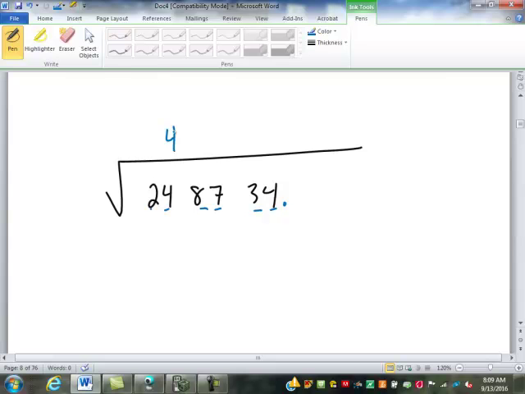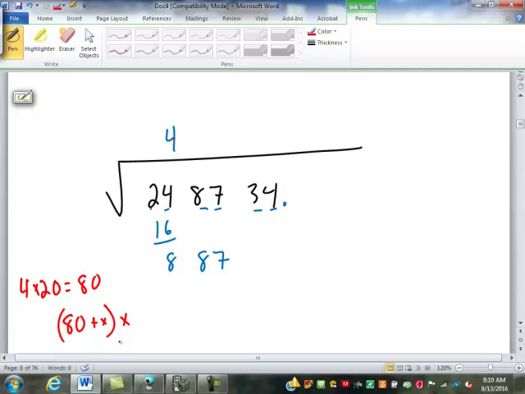Okay, so we did the 4. 4 squared is 16. We subtract, we've got 8, right? So we're going to bring down 87. Now 20 is a constant that is used. So we take the result we have up here times 20. 4 times 20 is 80. Okay. So now we have to use 80 plus x times x. That has to stay smaller than 887.